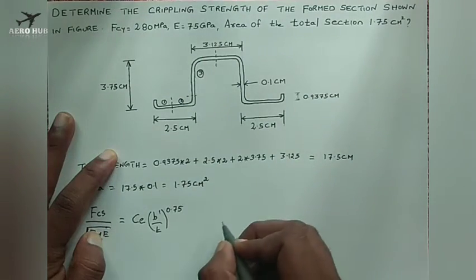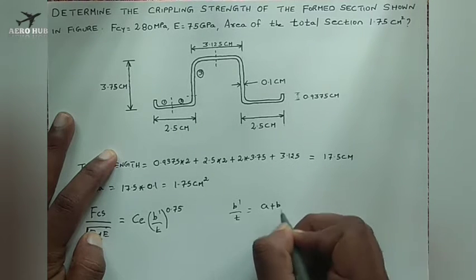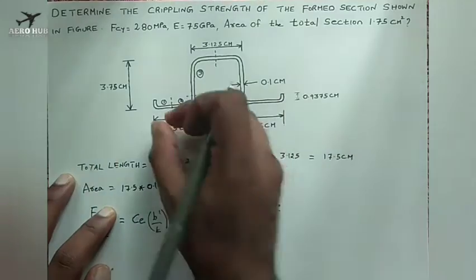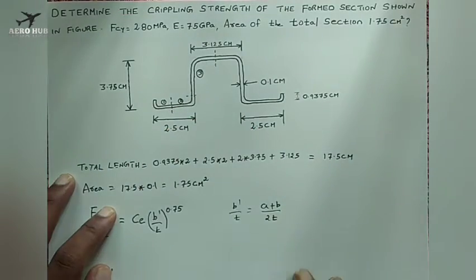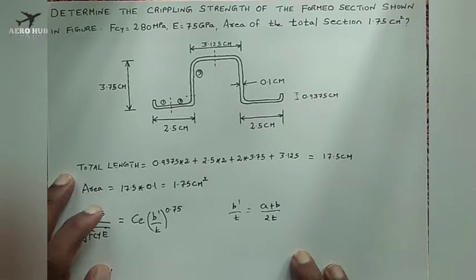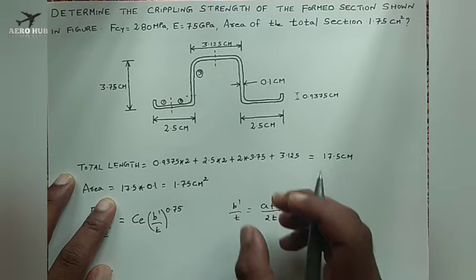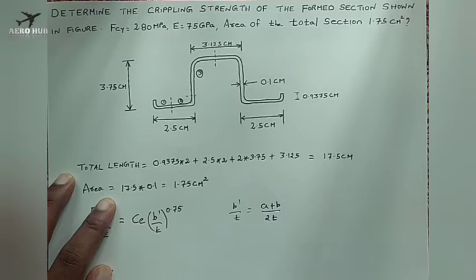B dash by T is A plus B divided by 2 times the thickness. Thickness is given as 0.1 centimeter. A and B are the dimensions of the flange. I can take A as this vertical distance and B as this distance for angle number 1. Now we will consider each section to find the value of FCS or crippling load for angle 1, angle 2 and angle 3, and we will multiply by 2 to find the crippling load of the entire section, and divide by the total area to find the crippling stress for the entire section.